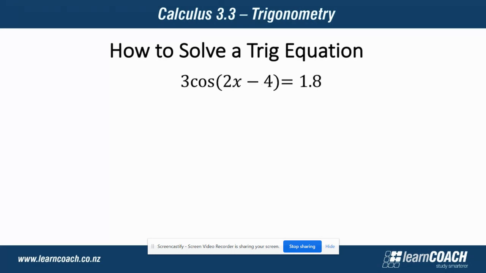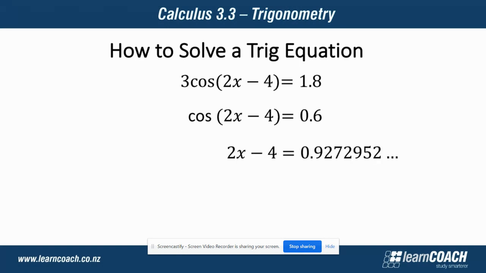So here's something slightly more involved. 3 lots of cos of 2x minus 4 equals 1.8. So the first step here, similarly to the last one, is going to be to divide both sides by 3. We cannot inverse cos to get rid of that cos on the left-hand side until we've done that. So if we divide both sides by 3, then 1 lot of cos of 2x minus 4 is 0.6. Now it would be appropriate to inverse cos both sides, leaving behind that 2x minus 4 equals 0.9272, etc.